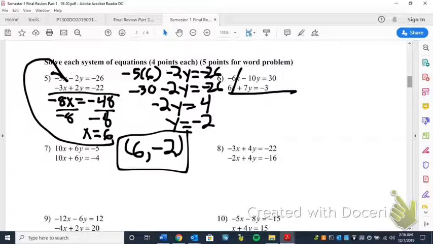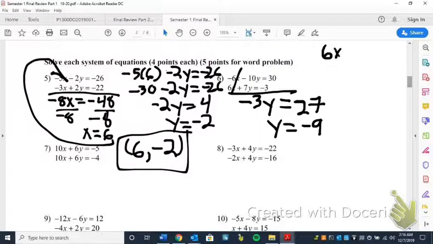Same general idea for number 6. I'm going to add them together. So that gives me negative 3y equals 27. Divide both sides by negative 3, and I get y equals negative 9.